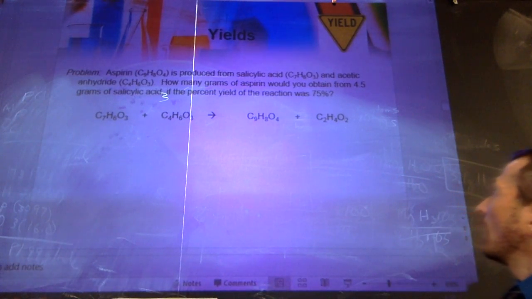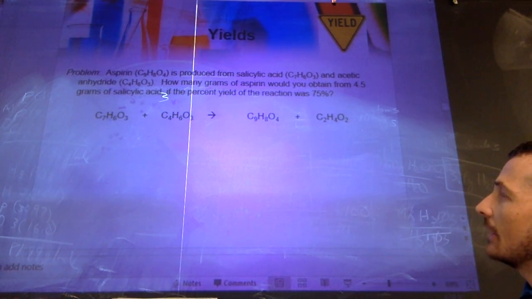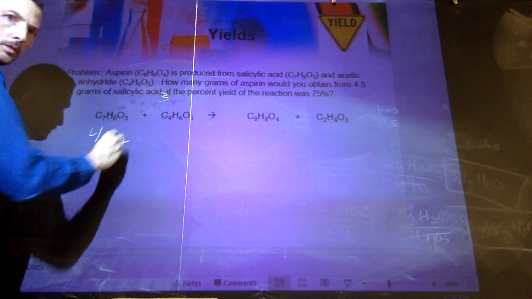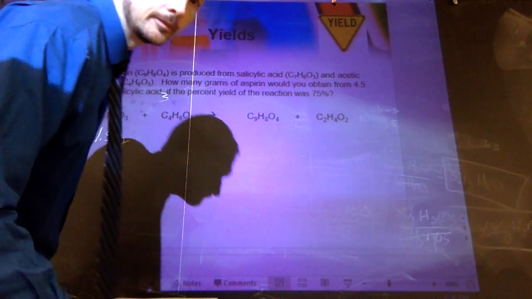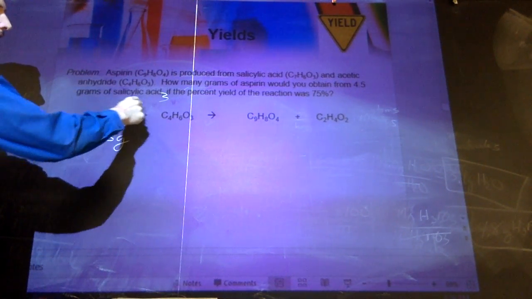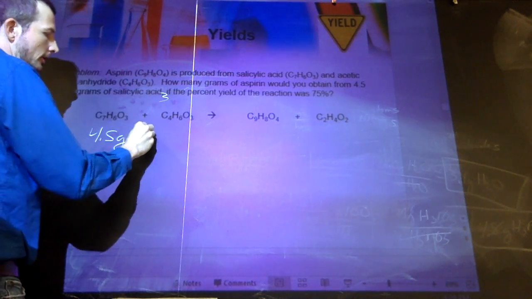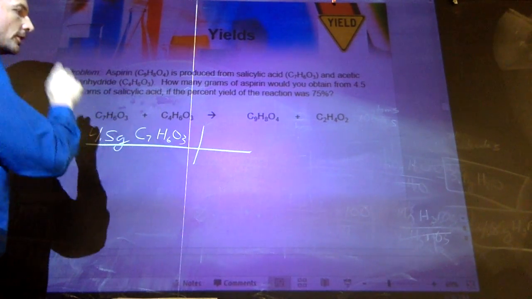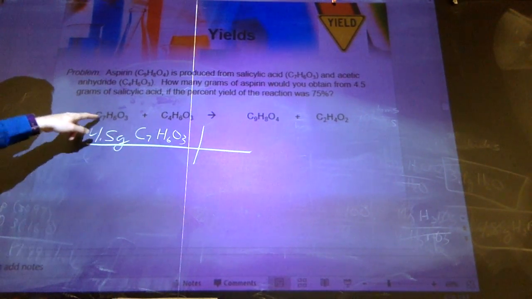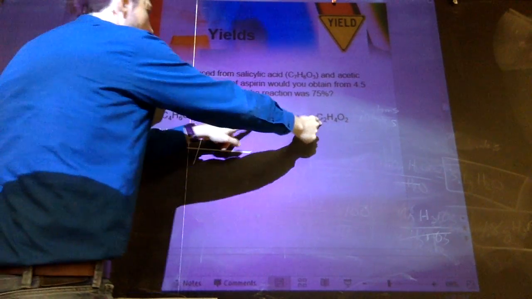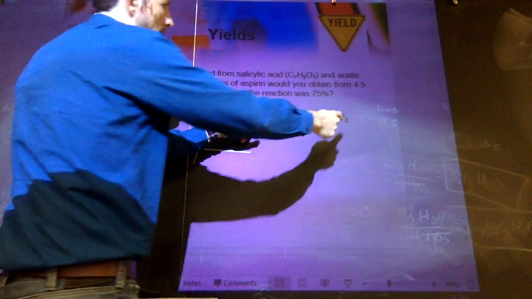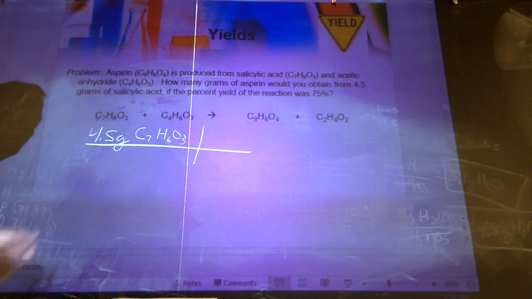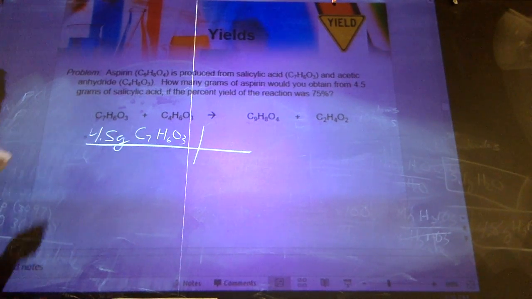So the first thing I need to do, how many grams of aspirin would you obtain from 4.5 grams of salicylic acid? So salicylic acid, this is C7H6O3. First thing I want to do is check and make sure my equation's balanced. Carbons, I have 11, 11. Hydrogens, I have 12, 12. Oxygens, I have 6, 6. So it's already balanced. So I need to convert this to moles.